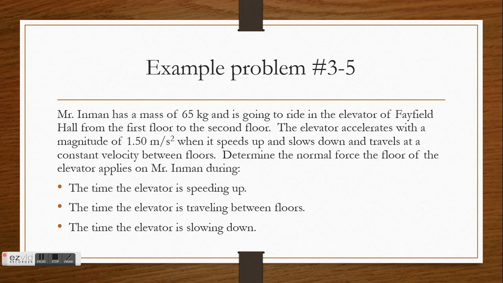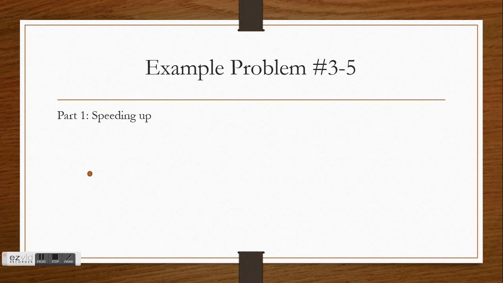So we're going to try to determine the normal force of the floor acting on me during all three different types of motion. The elevator is speeding up, the elevator is traveling between floors, and the elevator is slowing down. So let's look at the first part, the speeding up. So let's draw a free body diagram, my usual technique. Weight is acting down, normal force is going to be acting upward.